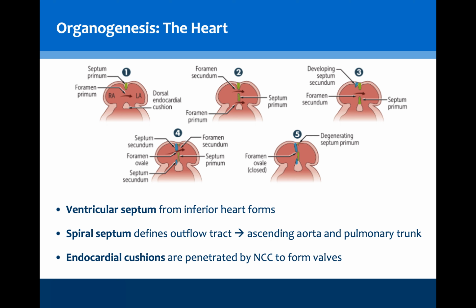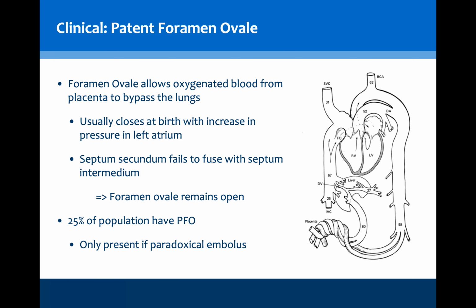Now, the ventricles are separated much more simply through the development of a ventricular septum from the inferior heart. Then the outflow tract of the ventricles is divided by a spiral septum into the ascending aorta and the pulmonary trunk. In order to separate the atria from the ventricles, the endocardial cushions are penetrated by neural crest cells to form valves. The foramen ovale will remain patent in approximately 25% of the population.